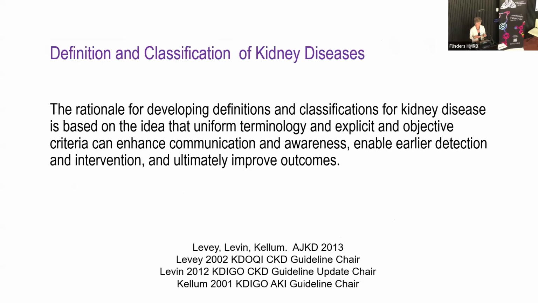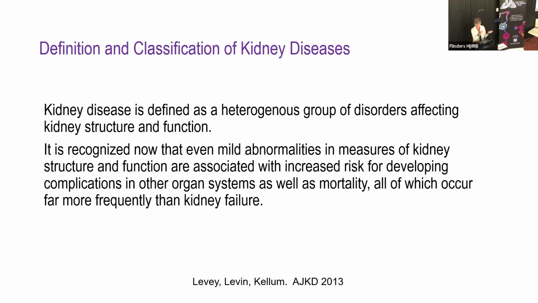So many of you will know that we had a definition and classification of kidney diseases, which I was quite privileged to be a part of way at the beginning. But the rationale was that if we had this uniform, explicit terminology and objective criteria, we could not just be better communicators, but we could actually find people earlier, intervene earlier, and improve outcomes. And to the point that I think people were alluding to in the last conversation, it's fine to have a better way to access transplantation, but if you can't access identification of kidney disease in the first instance, then that may not be the whole answer.